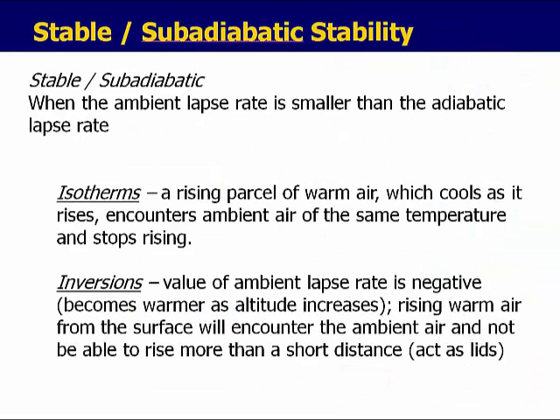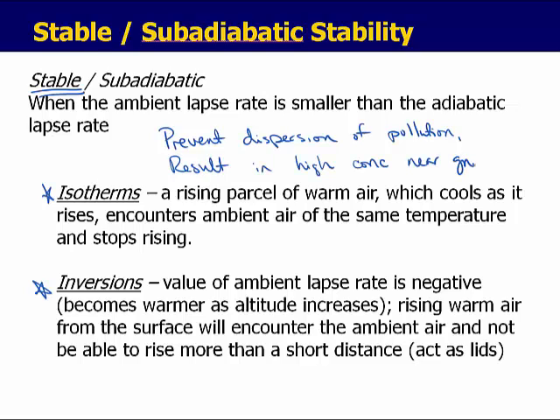The last case of stability is a stable atmosphere. This is the stability class when isotherms and inversions occur. Both of these situations prevent the dispersion of pollution and result in high concentrations near the ground surface. So this poses the greatest public health risk.